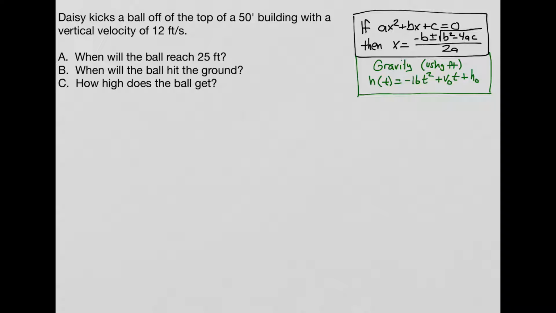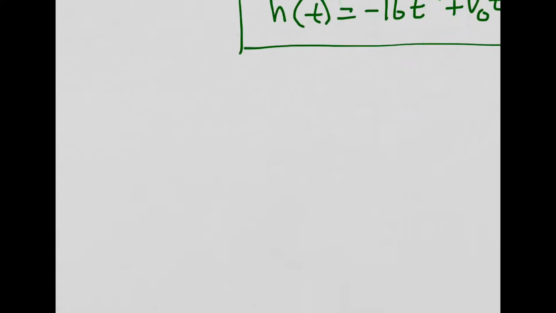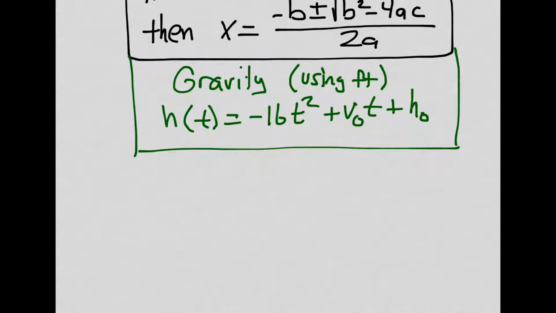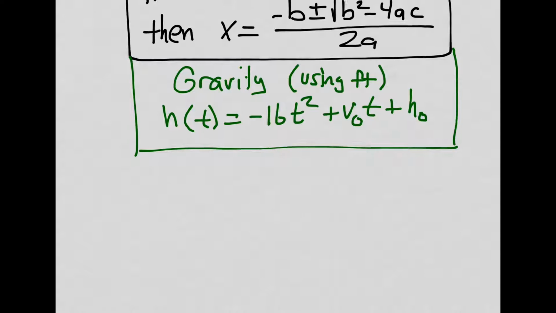So, in order to do this, we're going to need our gravity equation. And if we are in feet, we're going to use the value of acceleration of gravity of 32 feet per second squared. And that gives us this equation. The height at any time t is negative 16 times the time squared, plus the starting velocity times the time, plus the starting height.